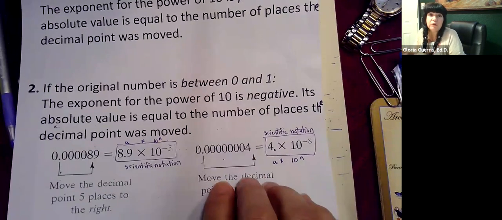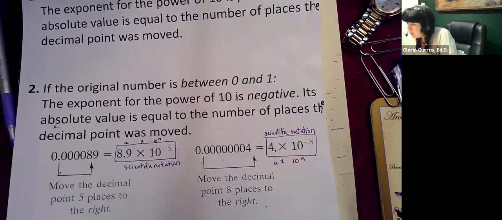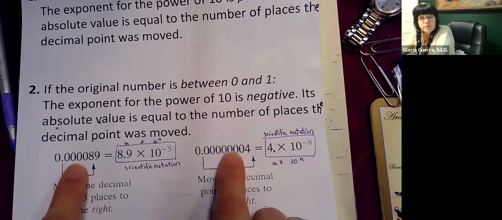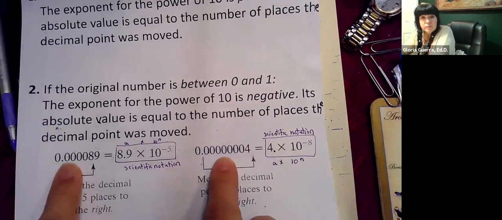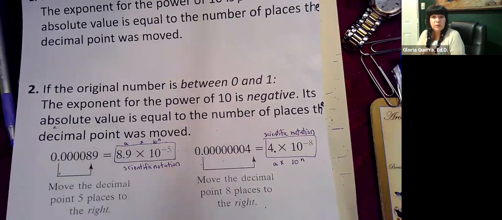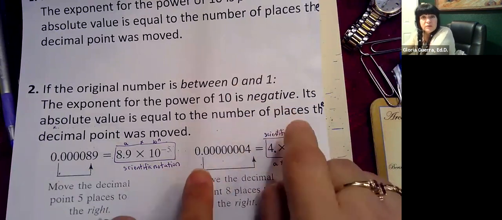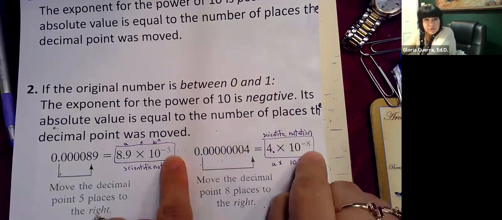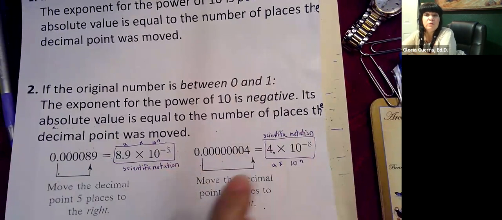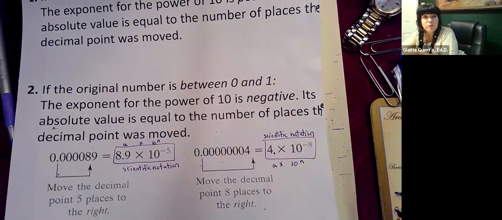Okay, so both of these, you would want to make into scientific notation. They're saying that these original numbers were numbers between 0 and 1, so it's a value somewhere between 0 and 1. And so the exponent for the power of 10 is going to be negative. You see how both of these have little negatives, power of 10? Its absolute value is equal to the number of places the decimal point was moved.